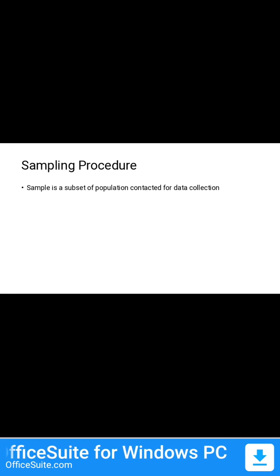Before trying to understand what are different types of sampling procedure, we need to understand what a sample is. Sample is a subset of population contacted for data collection. Let's take an example. You must have, and we have discussed this in class also, there are exit polls wherein the various research firms and the various media agencies try to predict which party is going to win the election by just talking to a few of the voters.